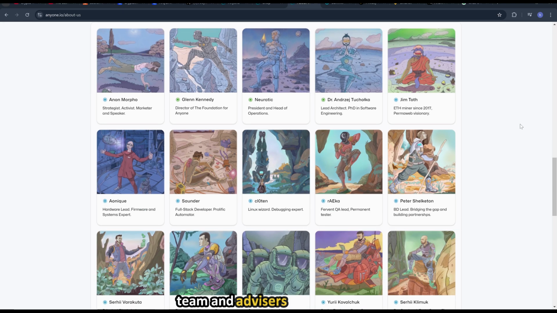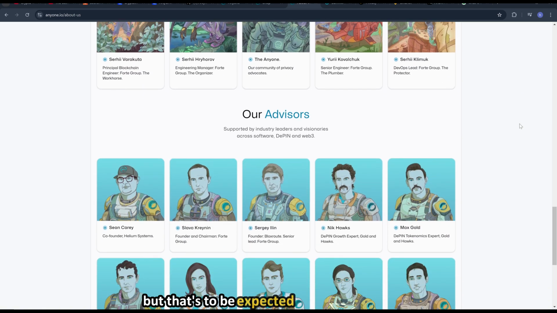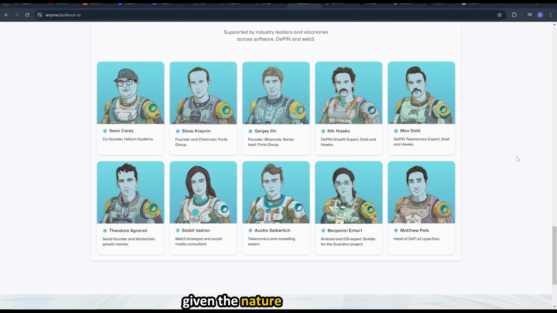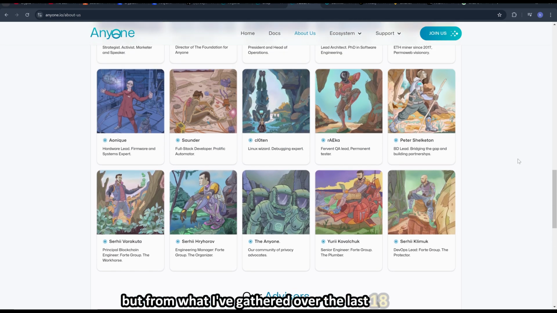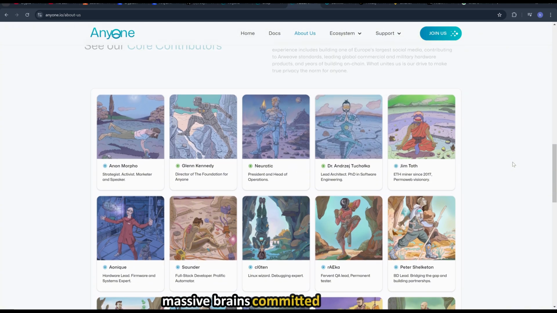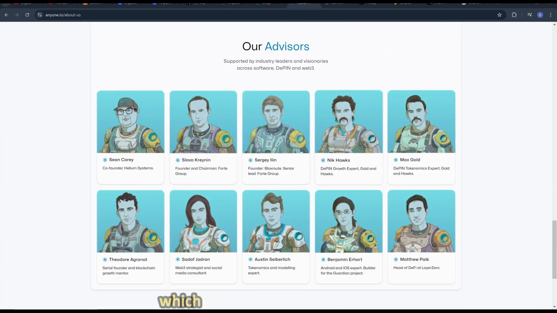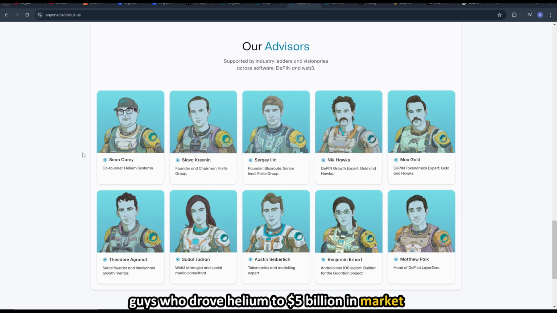The team and advisors are semi-doxed, but that's to be expected on a privacy project. Given the nature of the business, staying anonymous isn't so bad. But from what I've gathered over the last 18 months, massive brains, committed to the cause. They onboarded Fort Group, which are a team of dedicated engineers, but also ex-Helium or HNT guys who drove Helium to $5 billion in market cap last cycle.